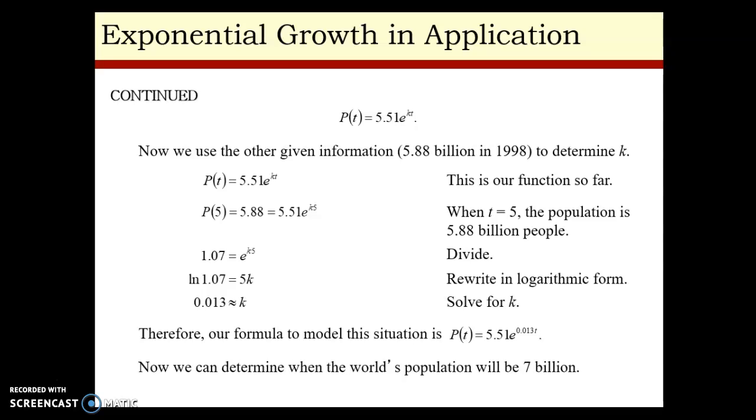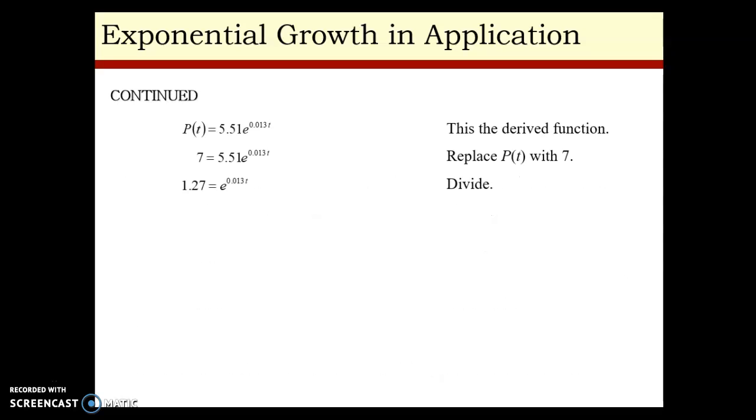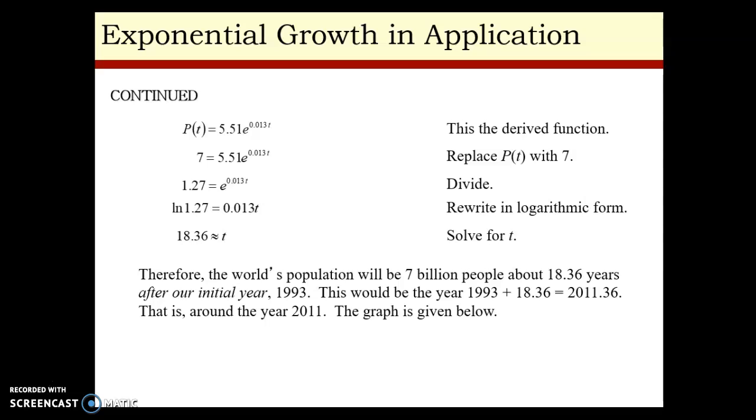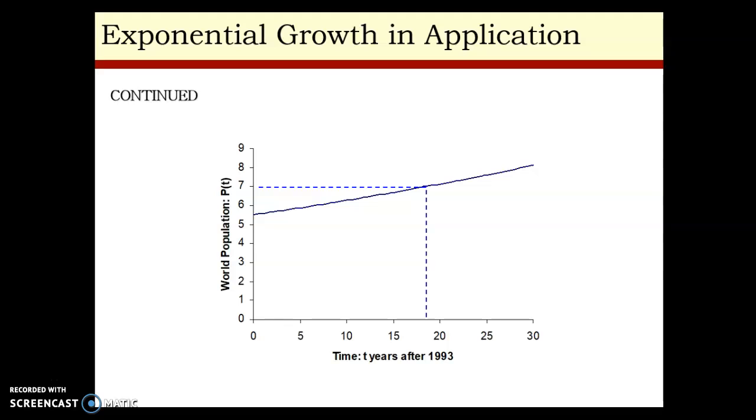Now we can determine when the population will be 7 billion. So if we have the derived function, replace P(t) with 7, divide this, rewrite it, solve for t, and we get 2011. So the graph is going to represent this as well. Excellent example of how we can do predictions in calculus.